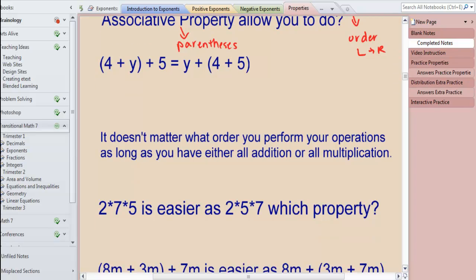So for example, if I have 2 times 7 times 5, it's actually easier to multiply 2 times 5 first, because that gives us 10. So which property tells us that it would just be easier to multiply 2 times 5 first? Well, since we're not dealing with parentheses, this would be the commutative property because we changed the order of the numbers. So this is the commutative property of multiplication. I'm going to abbreviate.